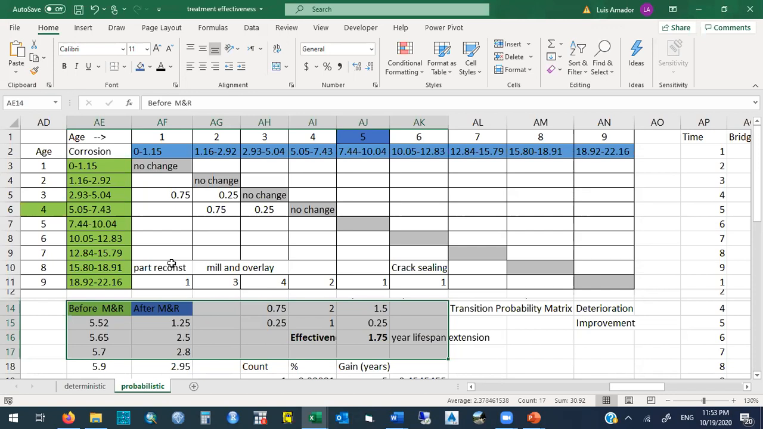But if you do a mill and overlay, it is because you are replacing the top portion of the asphalt, the one that is cracked with rutting. It took 8 years to arrive at that. So we expect that the mill and overlay will be effective for 8 years.